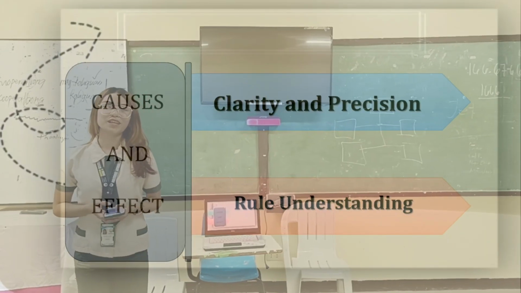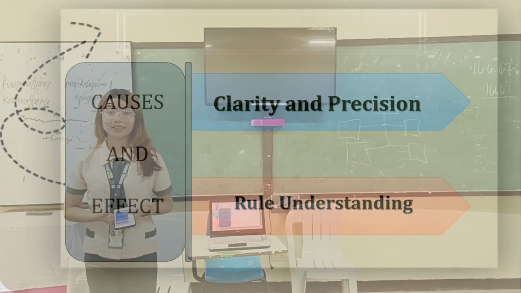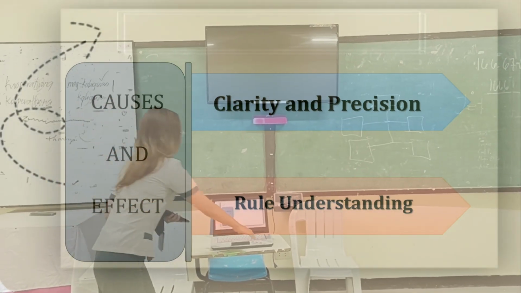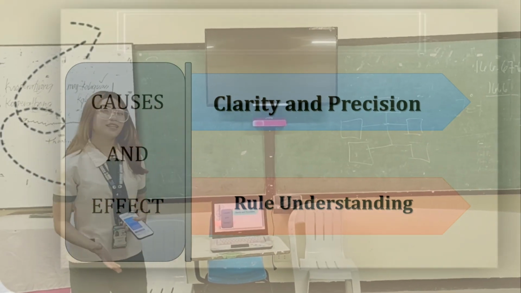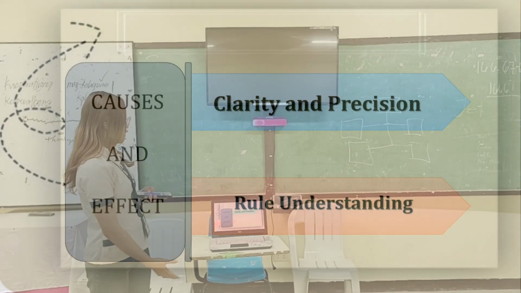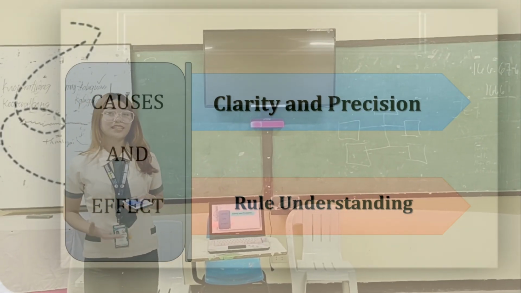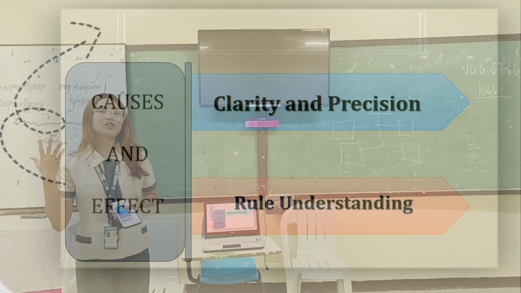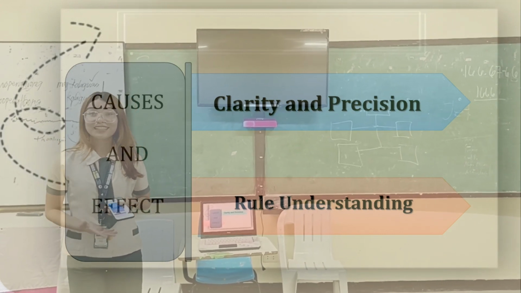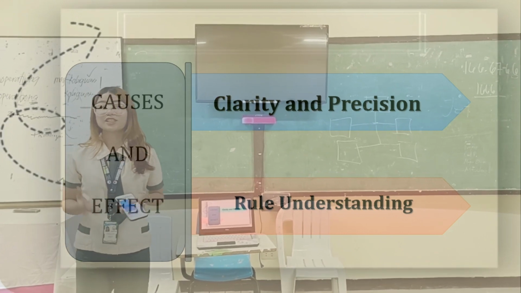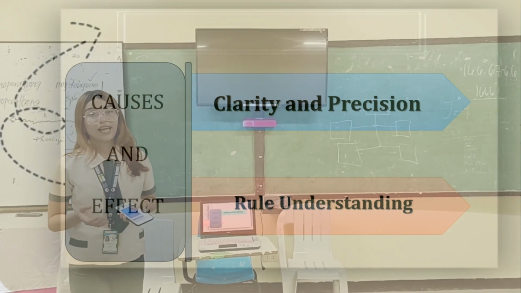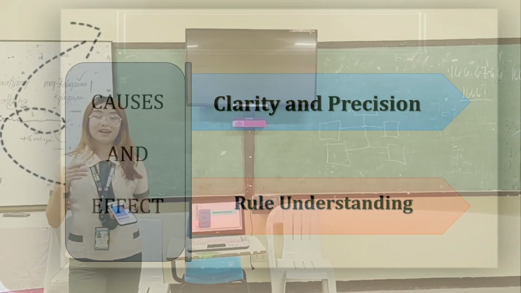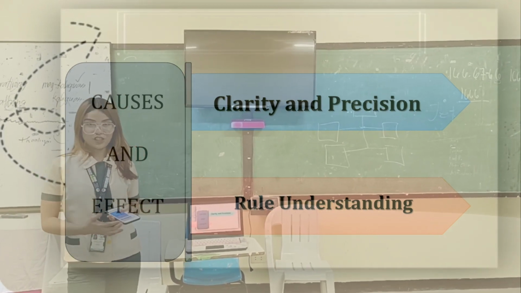Hi everyone, I am Nicole and today I will be discussing the causes and effects of deductive teaching. Okay, so we have here the causes: clarity and precision. Clarity and precision in deductive teaching are essential because they minimize confusion, promote logical thinking, and establish a strong foundation in learning. It also enhances the communication between the learners and the teachers.